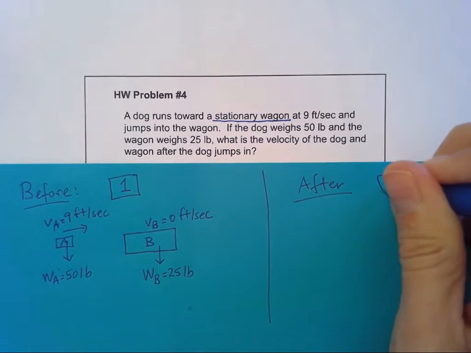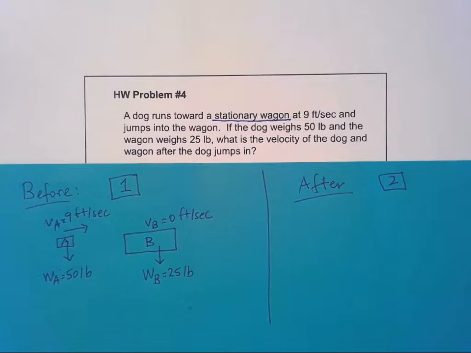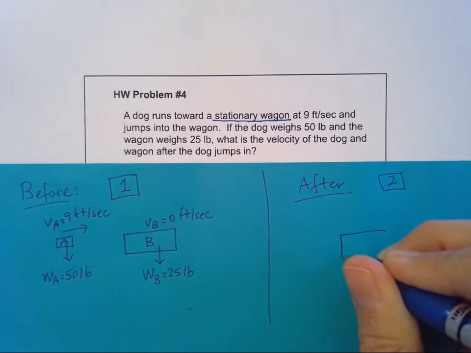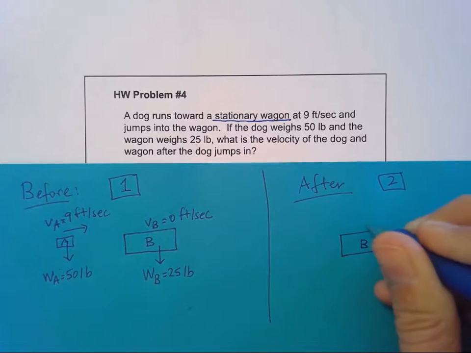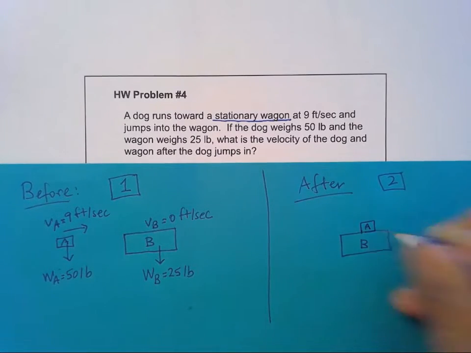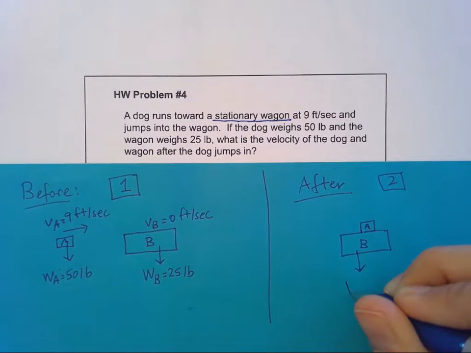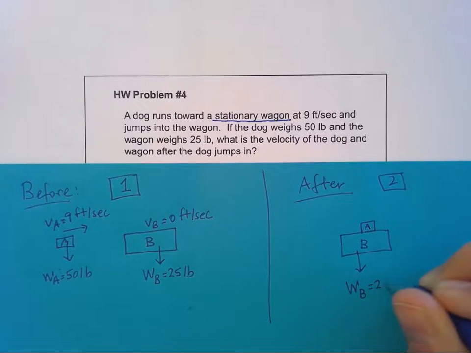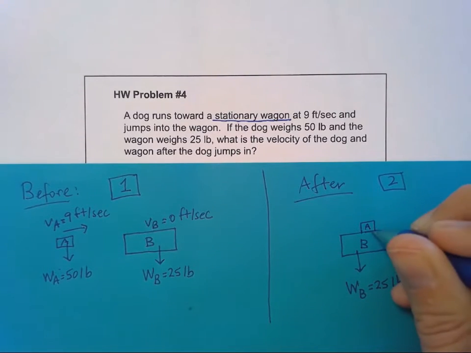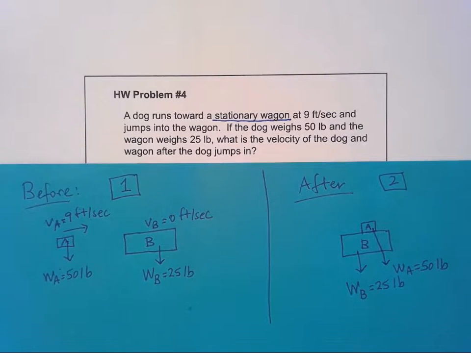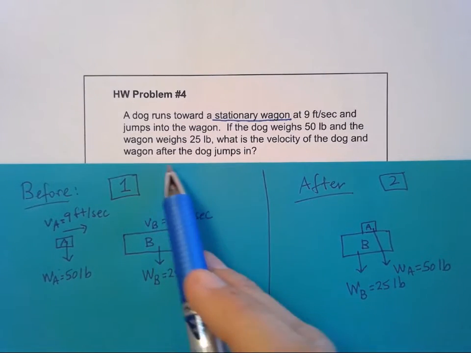Okay, after condition, I need to know my after weights and my after velocities. So after, I've got my wagon here with my dog in it. We're still going to have the same weights. They're going to be combined now, but I'll just put them separately. Wagon still 25, dog is still 50, so no change in weight, but we want to know what the velocity of the dog and the wagon are after the dog jumps in.